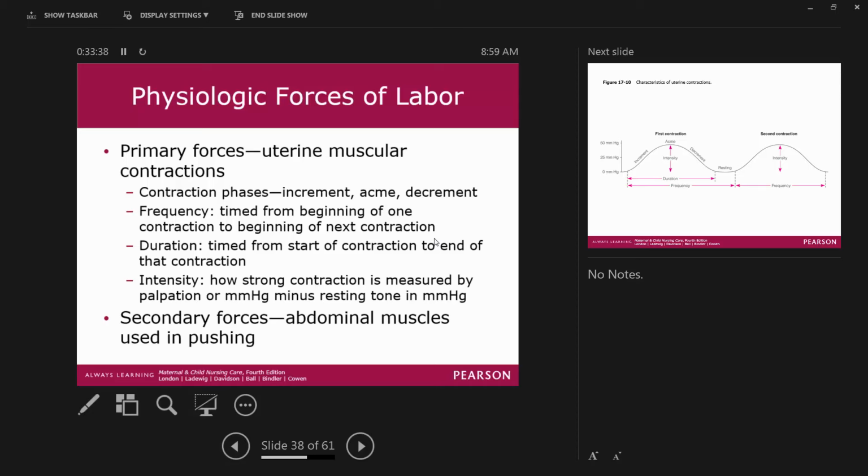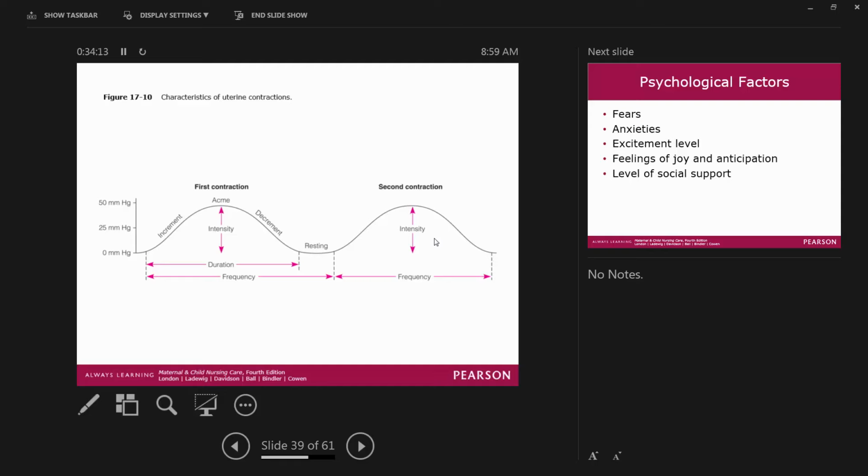As we talked Monday, we want to know about the frequency. So we're counting from the beginning of one contraction to the beginning of the next. Duration, we're counting from the beginning of the contraction to the end of the contraction. And then intensity, if we have an external monitor, is mild, moderate, or strong. If we have an internal monitor, we can use the millimeters of mercury on the tracing paper and say how strong her contractions are. But when we do that, we need to subtract her resting tone.